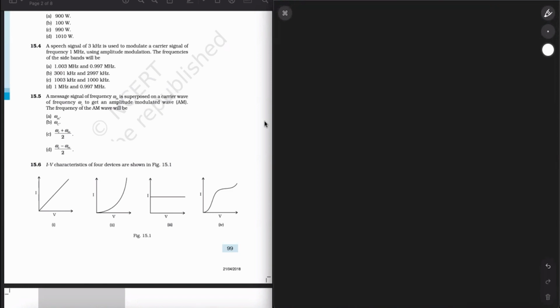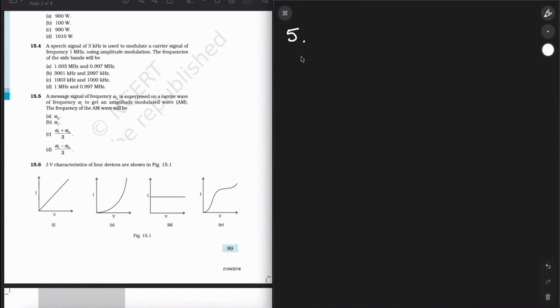Moving onwards to question number 5. A message signal of frequency omega m is superimposed on a carrier wave of frequency omega c to get an amplitude modulated wave. The frequency will remain unchanged. It will be the carrier frequency only, but the sidebands will carry different values. When you change the amplitude of a carrier wave with the amplitude of the audio frequency, that is the amplitude modulation method, but the frequency of the AM wave will remain unchanged.